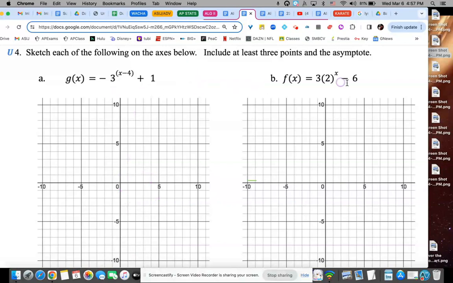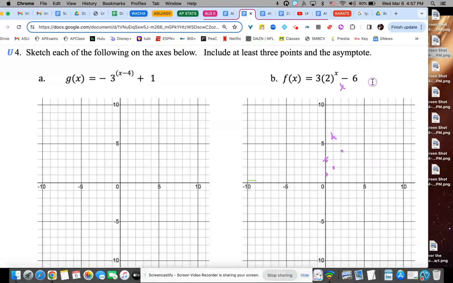Let me just talk you through this one. It has a base of 2, so I know 2 to the 0 is 1, 2 to the first is 2, 2 to the second is 4. So I got a basic graph like this to start. We're going to stretch it by 3, so that means all my y values get multiplied by 3. So instead of a 1, becomes a 3. Instead of a 2, becomes a 6. And instead of a 4, becomes a 12. So it's like way up here.